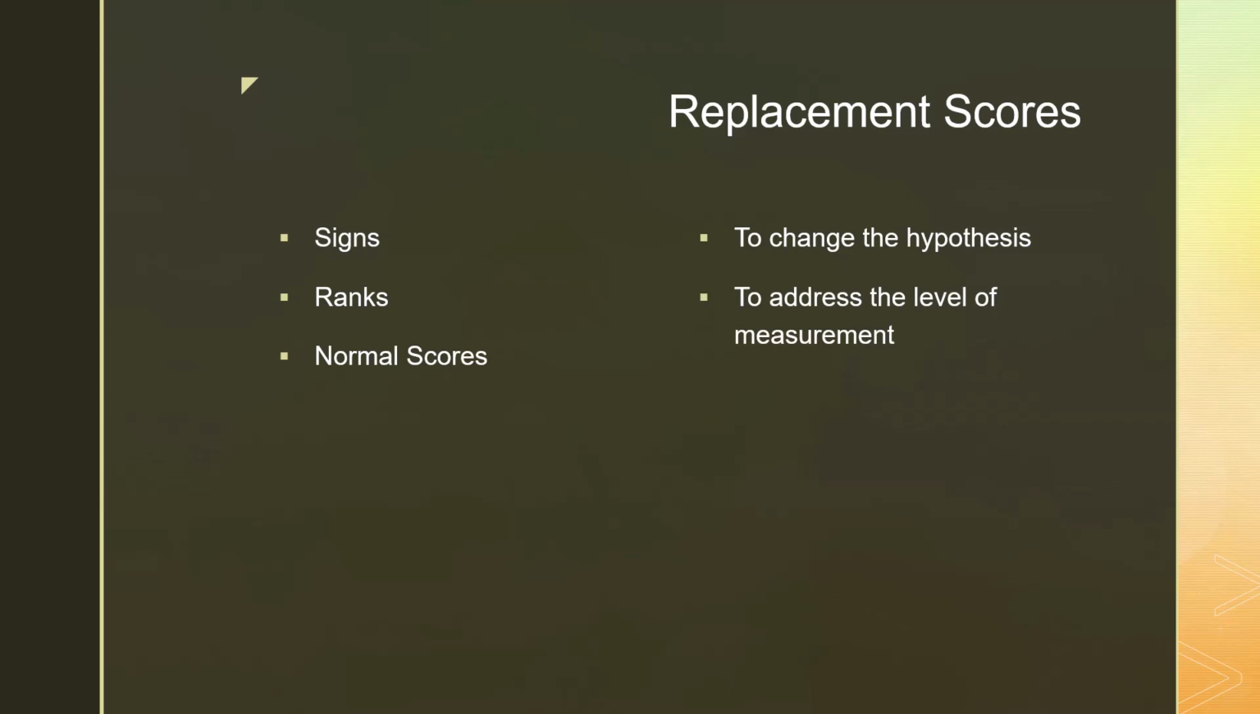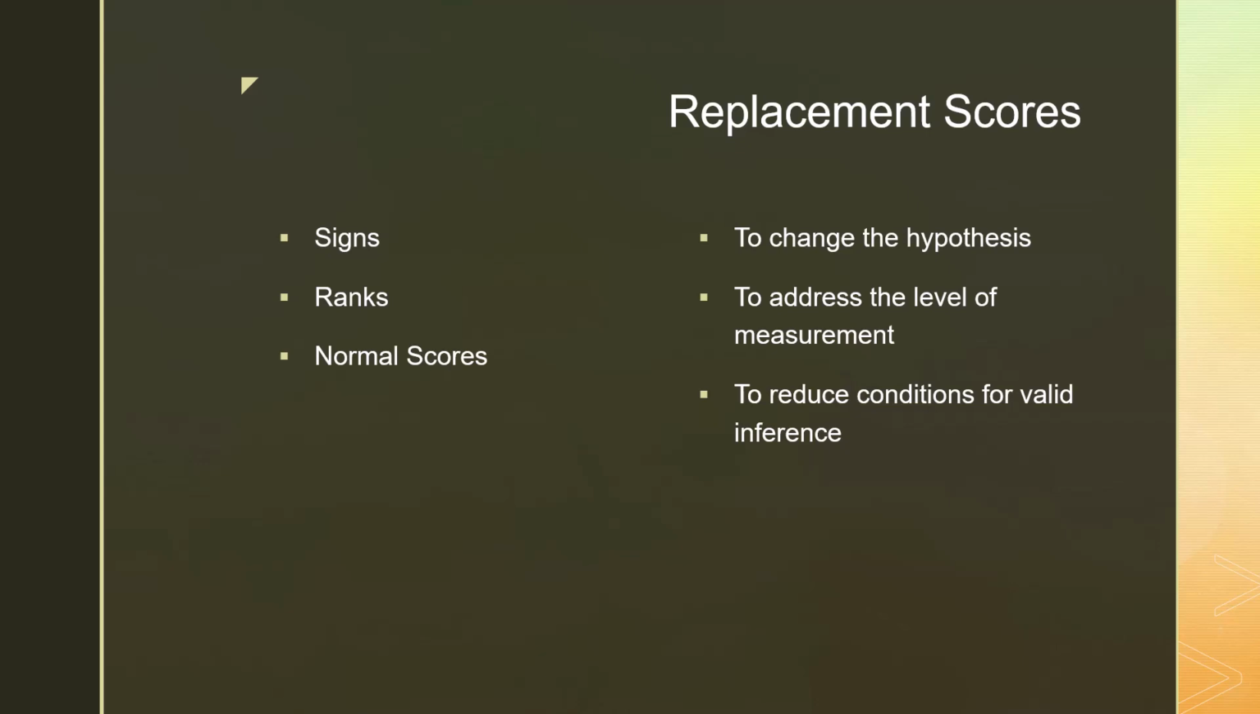A second reason is to address the level of measurement. Original scores require you to have a certain level of measurement. Maybe you don't have that, or maybe you can obtain more reliable data if you use a different level of measurement. Another reason to use replacement scores is to reduce the conditions for valid inference. As long as we have met the conditions for valid inference for a particular type of score, there's no problem. But what if we haven't? Or what if we're not sure about it? We may wish to reduce those conditions in order to increase the accuracy of our probability estimates and thus the validity of our study.